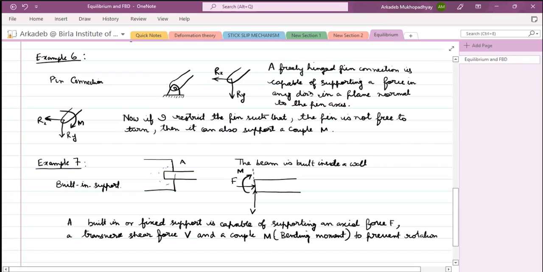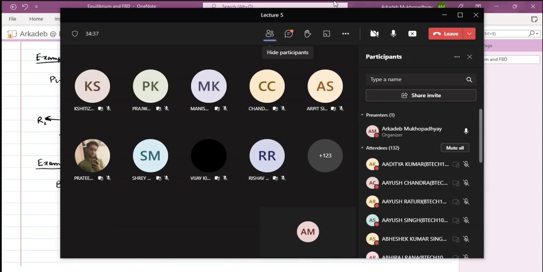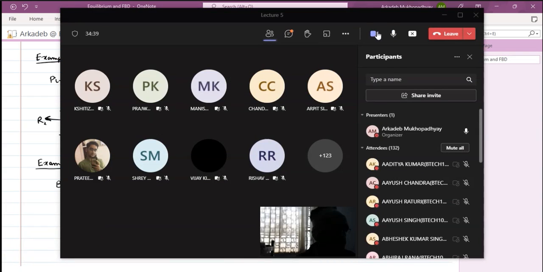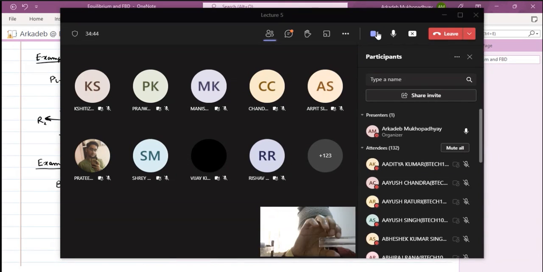Now, just again switch on my camera. See here. Okay, now hold your scale like this. Hold your scale like this. Now apply some force like this, and try to feel the forces that are acting in your hand.